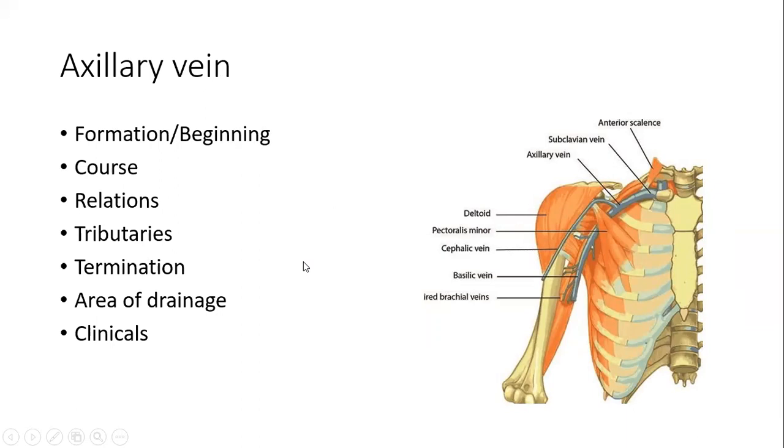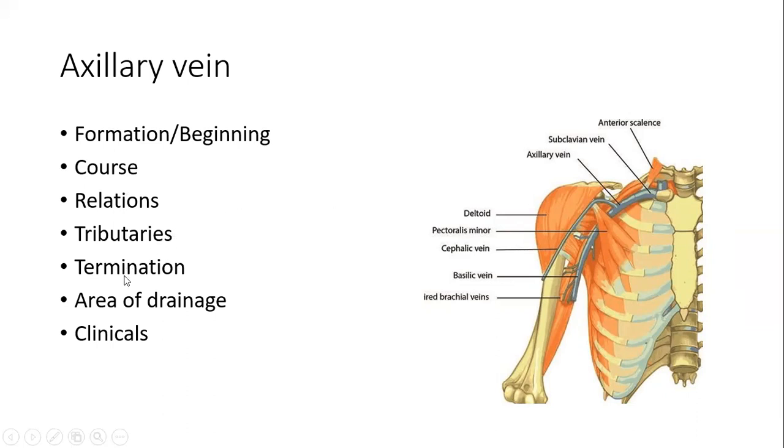Moving on to the description of the axillary vein. Now, a student of anatomy must know these headings related with the vein. That is how a vein is formed or how does it begin, its course, relations. Now, the tributaries. You know that arteries give off branches, whereas veins receive tributaries. So they receive the blood.